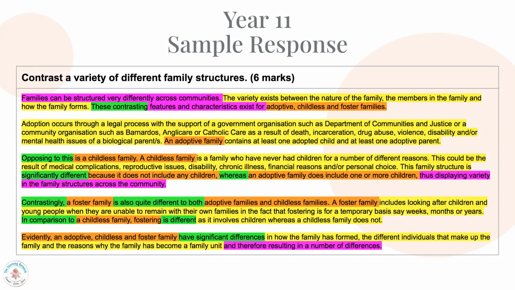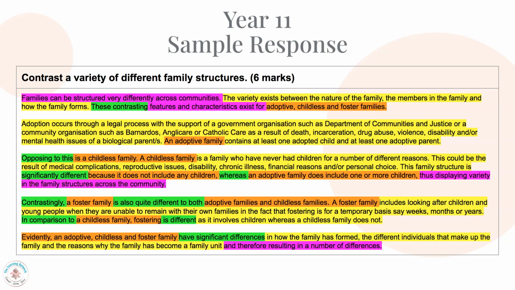So let's have a look at a Year 11 sample response. The question is: contrast a variety of different family structures, and this is going to be worth 6 marks. So families can be structured very differently across communities. Again, linking back to the question, the variety exists between the nature of the family, the members in the family, and how the family forms.